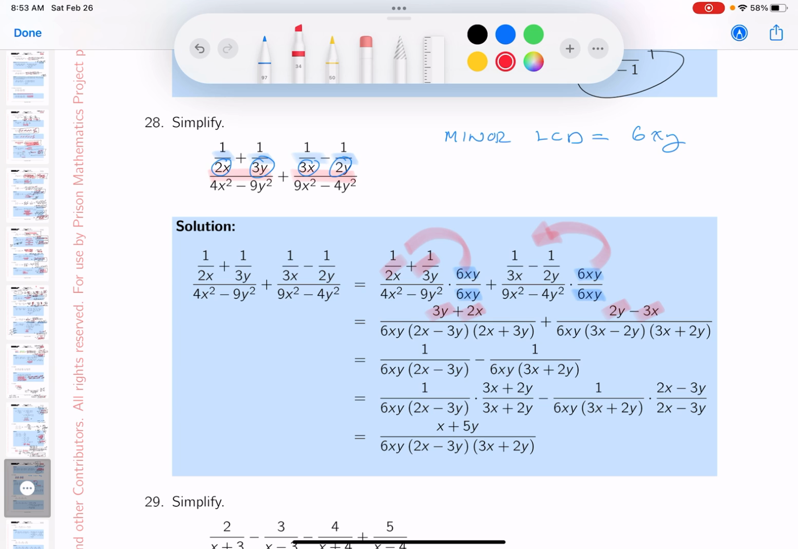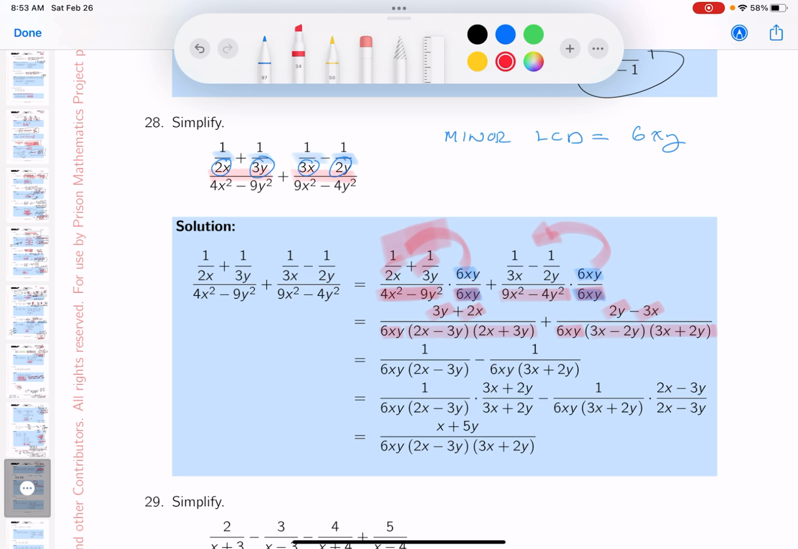And it's partially factored. What does that mean? Well, looking at it, I already have a 6xy there because I multiplied by it. And then I factor this thing, 4x squared minus 9y squared. Well, that's a difference of perfect squares. You get that? Same thing over here. I'm multiplying the bottom by 6xy, and then I factor this, which is a difference of perfect squares. And what's that? 3x minus 2y, 3x plus 2y. All right?